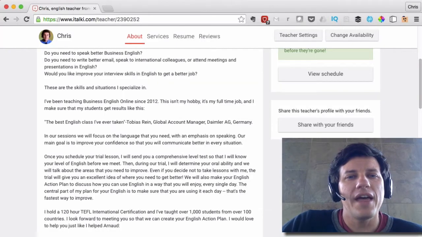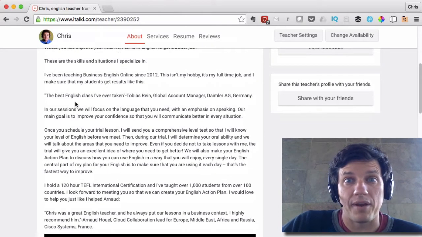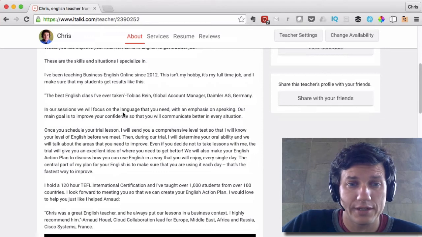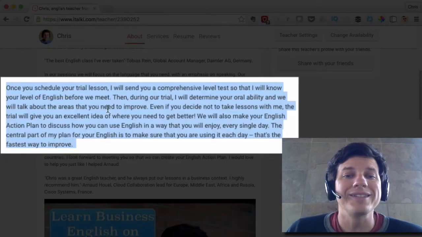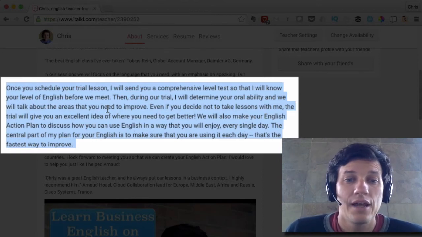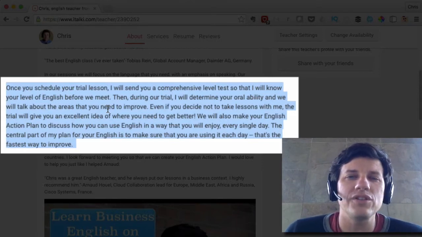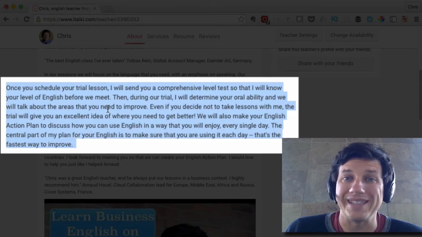Then I talk about what's going to happen once a student wants to try a lesson with me. So we talk about what we're going to focus on in the sessions, and then I'm giving them something. Once you schedule your lesson, I'll send you a comprehensive level test so you'll know your level of English before we meet. During our trial, I'll determine your oral ability. And this one is important too: even if you decide not to take lessons with me, the trial will give you an excellent idea of where you need to get better.